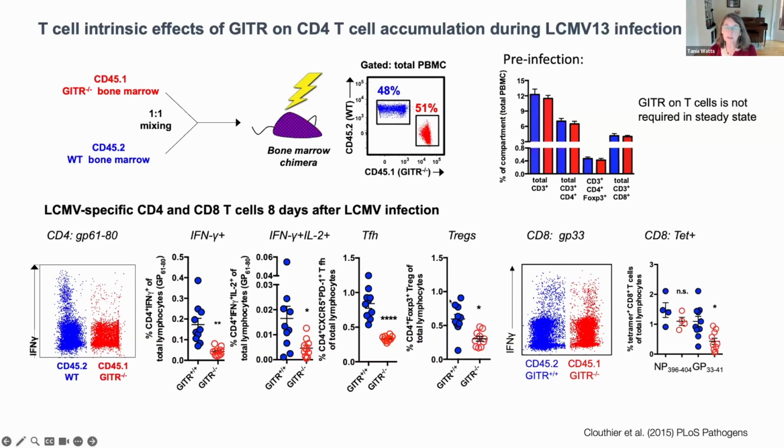So it seems like GITR has a general effect on T cells, whether they're regulatory or effector, but a bigger effect on those expanding cells that are going to fight the infection, which perhaps explains the net effect on viral control. In contrast, the effects on CD8 cells must have been more indirect, because we saw little difference between wild type and knockout, a small difference in one epitope, GP33, and none in the NP epitope.